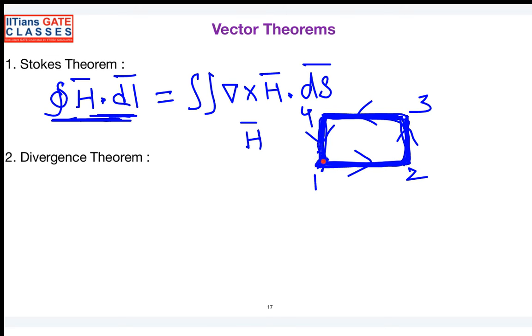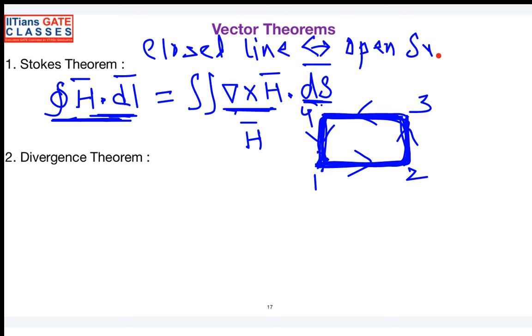Will you agree with my point? Every closed line is said to be an open surface. Or if you have any questions, you can ask. Understood? Yeah. So Stokes theorem is advantageous when you want to find the line integral over a closed loop. Instead of calculating several line integrals, you can take the curl of that vector multiplied by the surface area. That gives Stokes theorem its advantage.